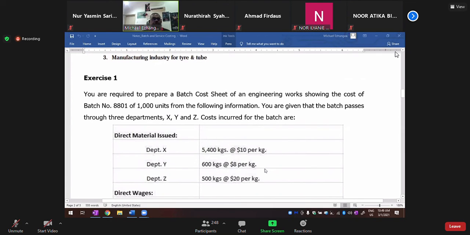It says you are required to prepare a batch cost sheet of an engineering works showing the cost of batch number 8801 of 1,000 units from the following information. Then you're given that the batch passes through 3 departments, X, Y, and Z. It's like a series of stages of processes.